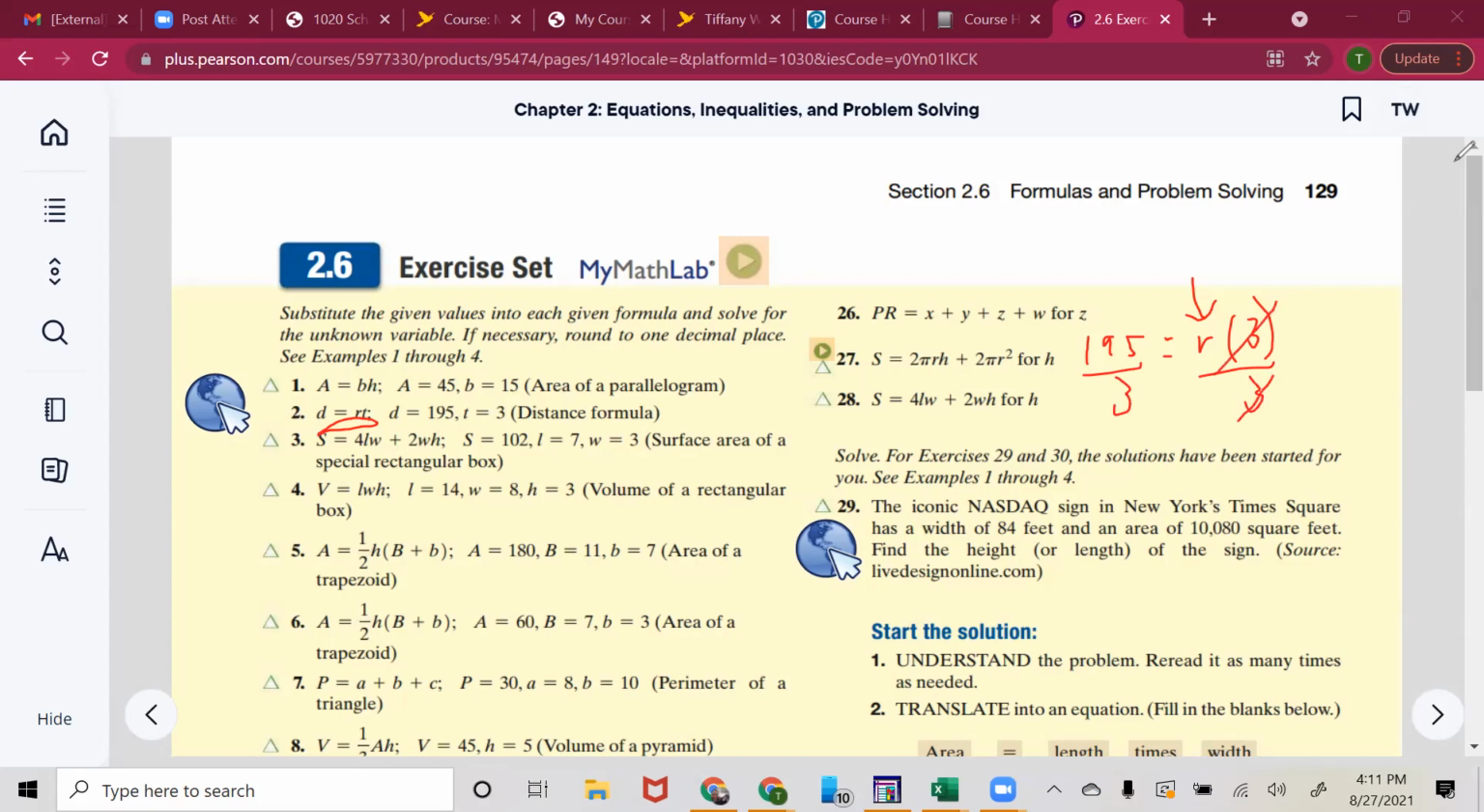Woo. So we end up with R is going to be equal to, I don't trust myself to do any math in my head today. It's been an interesting math day.